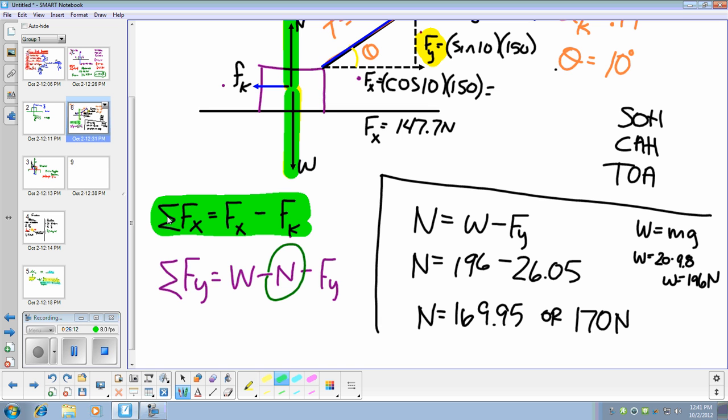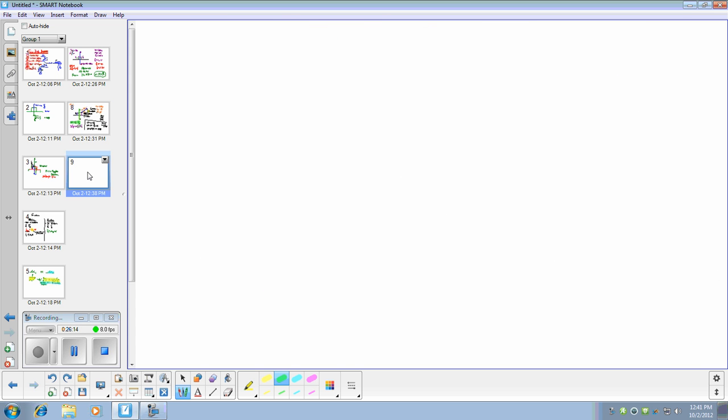So now let's jump to a new slide for simplicity's sake. We're going to have to write down a few things. Let's remind ourselves. Let's get a pen. Let's write in a funner color. Our F in the x is equal to our force applied, which in this case is our tension, minus our force of friction, the k because it's kinetic.